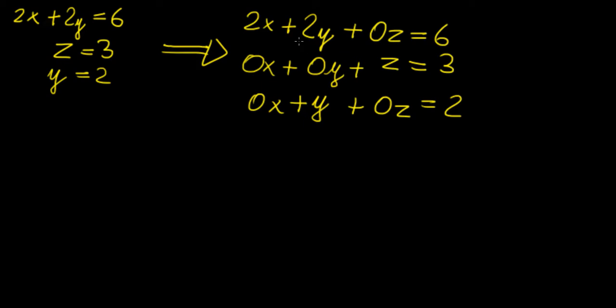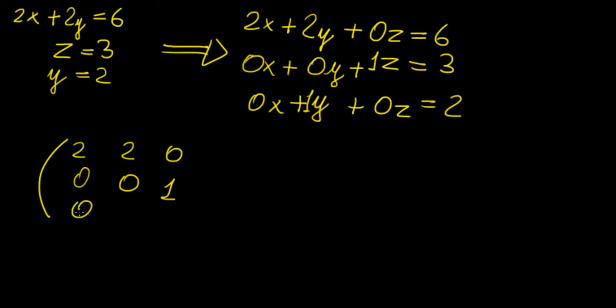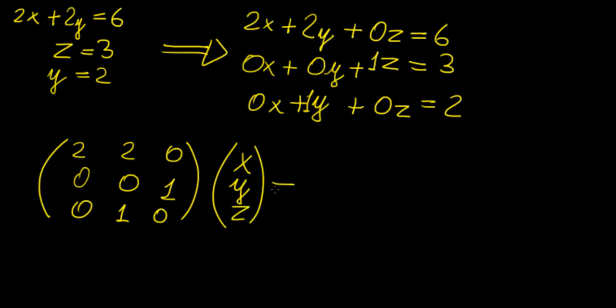And now what I like to do is set up a matrix equation. We're going to take the coefficients, and now it's a lot easier for us to see what those coefficients are because we can pretty much just do this column by column here. So we're going to start with the first one. So we have 2, 2, and 0. Then we have 0, 0, and 1. And then we have 0, 1, and 0. And now we know that we can multiply this by the vector x, y, and z. And this should be equal to the vector here, 6, 3, and 2. So this is the matrix equation we're going to solve.